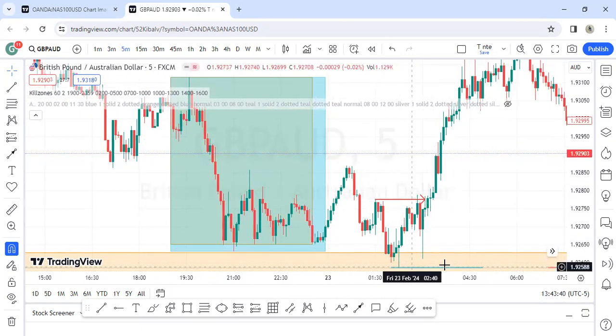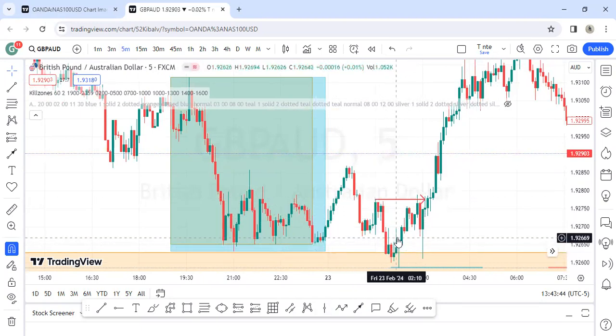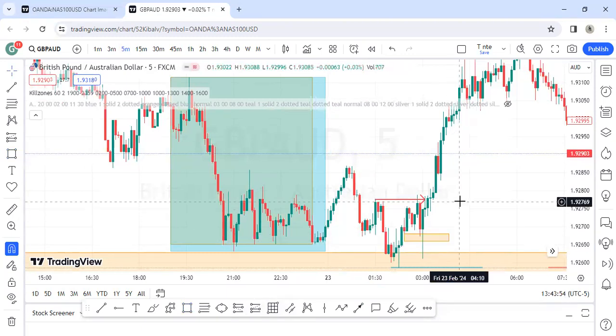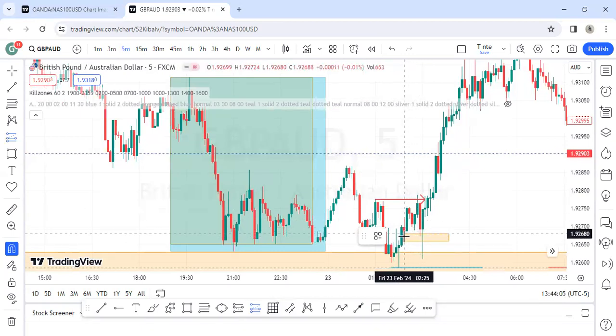So that Q zone happened and then where was my entry? I had this break of structure here. This was a market structure shift or a change of character for me. So where did I enter? I simply put my limit at the open of this imbalance. So I was looking at this imbalance here, and I put my limit at the open of the imbalance. So I took my long position at the open of this imbalance right there. That was my entry.